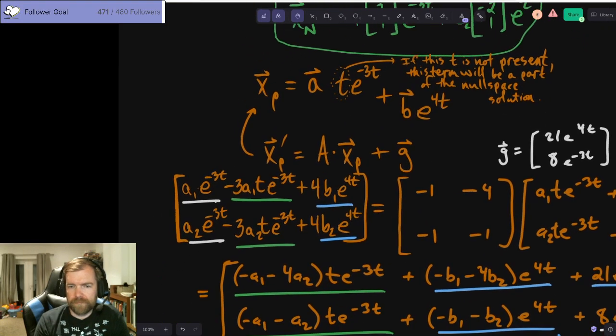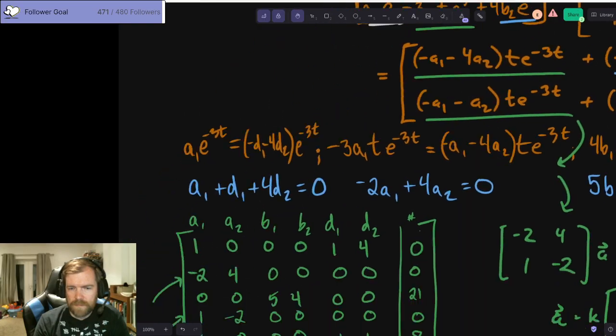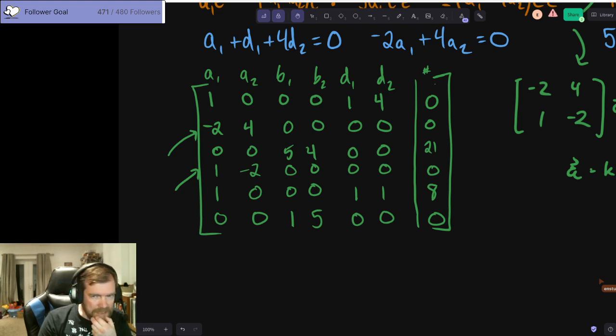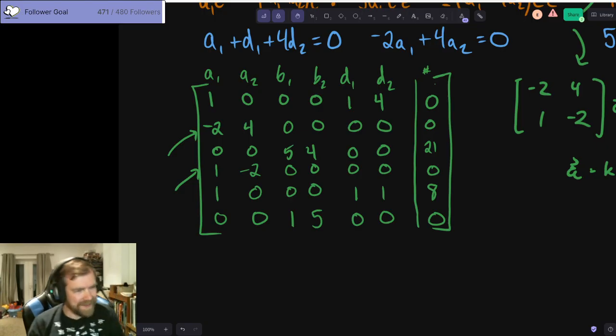Right. Although I am concerned about that, because that means that t e to the minus 3t is not a part of the solution space, which is odd. It should be there. No, it is. It's still 2, 1 times t e to the minus 3t. Oh, I see. Gotcha. Okay. And the 2, 1 came from our null space, right? The null solution?